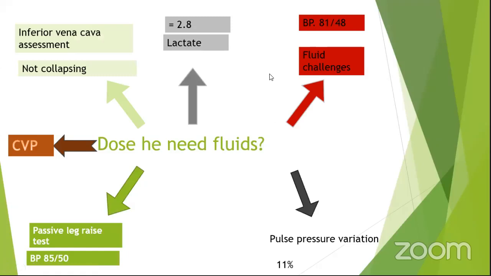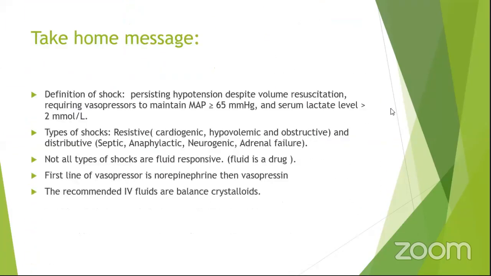So here, how do we assess the fluid responsiveness? As we mentioned, we can go for passive leg raising. Actually, it was not improving that much. CVP was around 12. Vena cava was not collapsing. Lactate was 2.8, with no change after we gave the fluid challenge also. And pulse variation is 11. So this is considered as not fluid responsive.